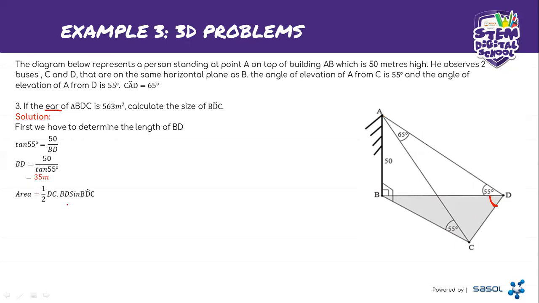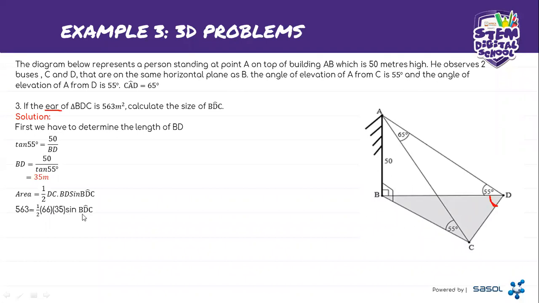And then now let's see how we answer that question. Then you're going to write the area formula, which is half DC times BD sine angle D. And then you just put the area that we are having and the sides as well. And then we have what? We are having side DC, which is 66. And then we have the side BD, which is 35.